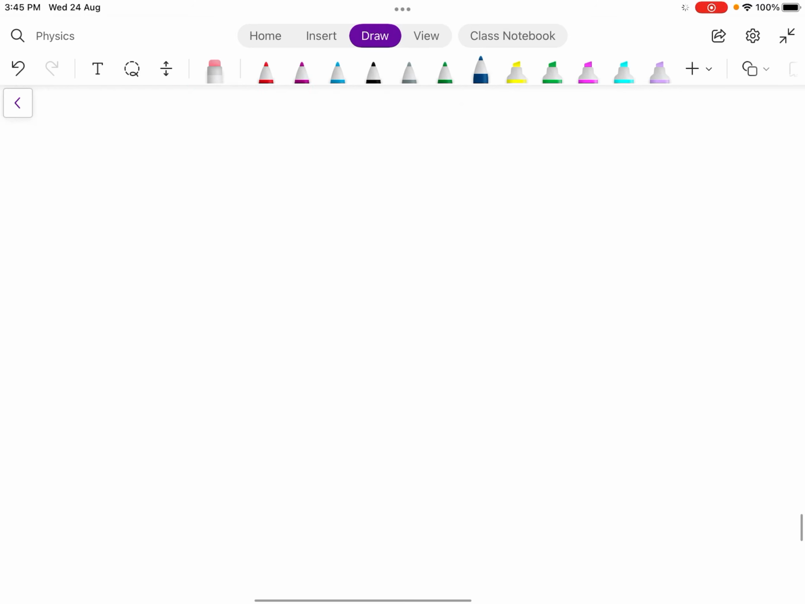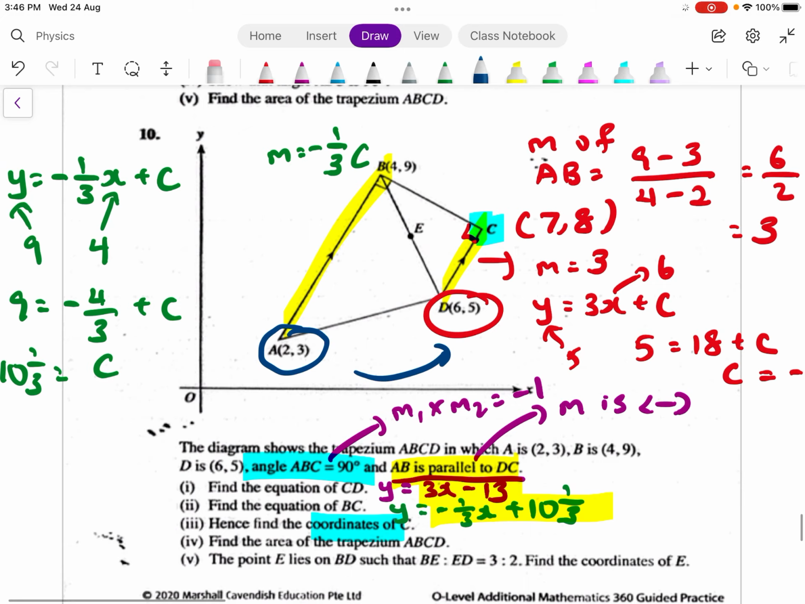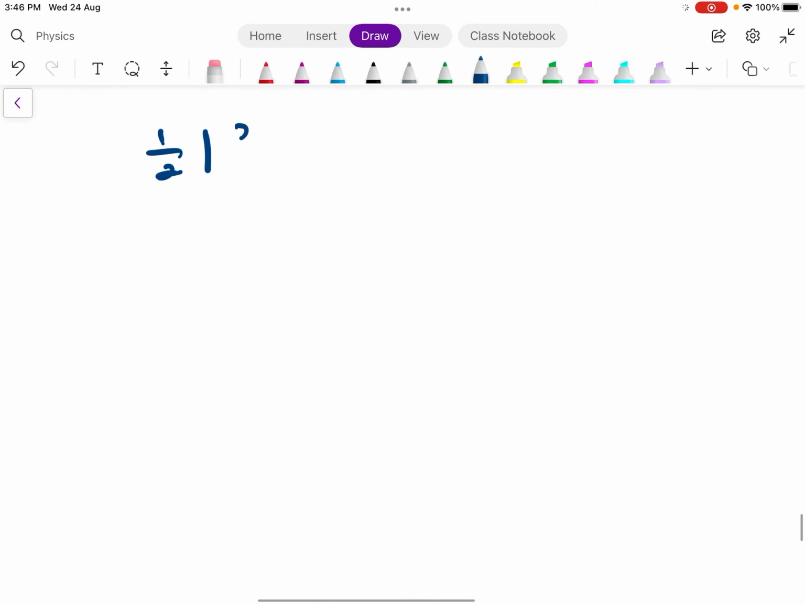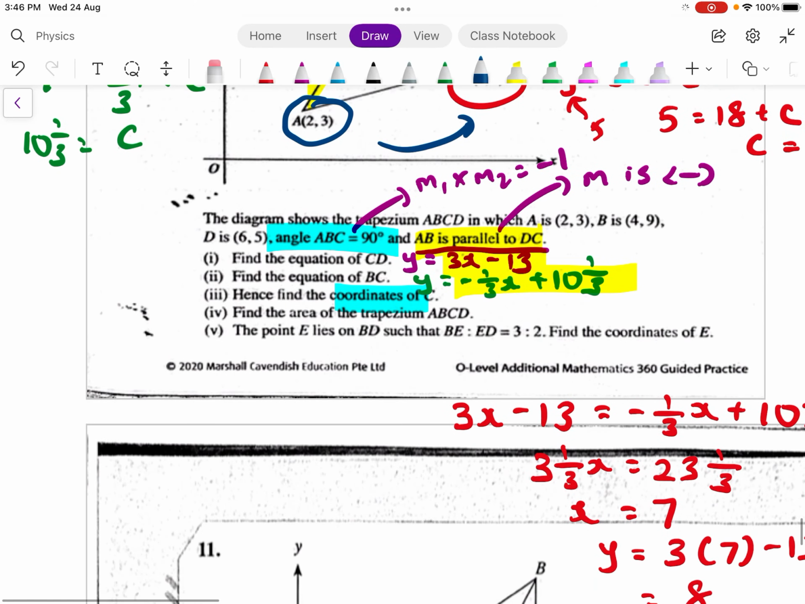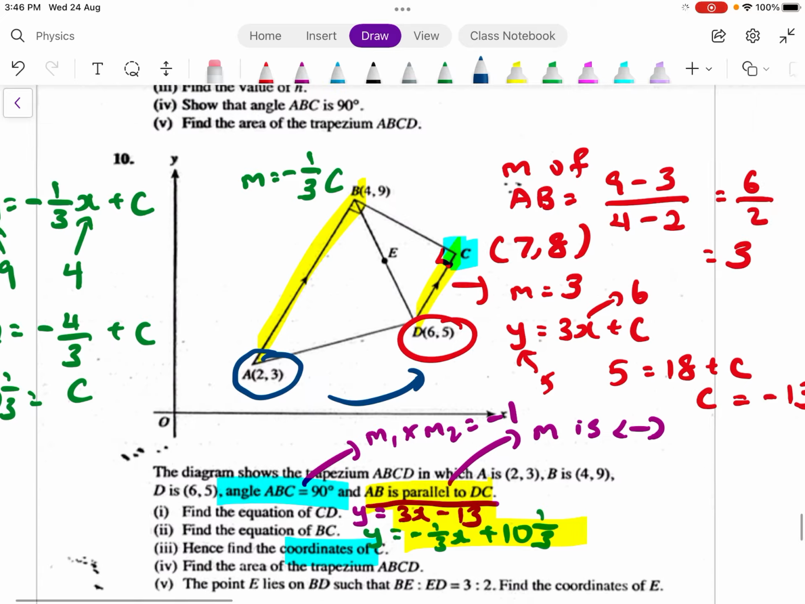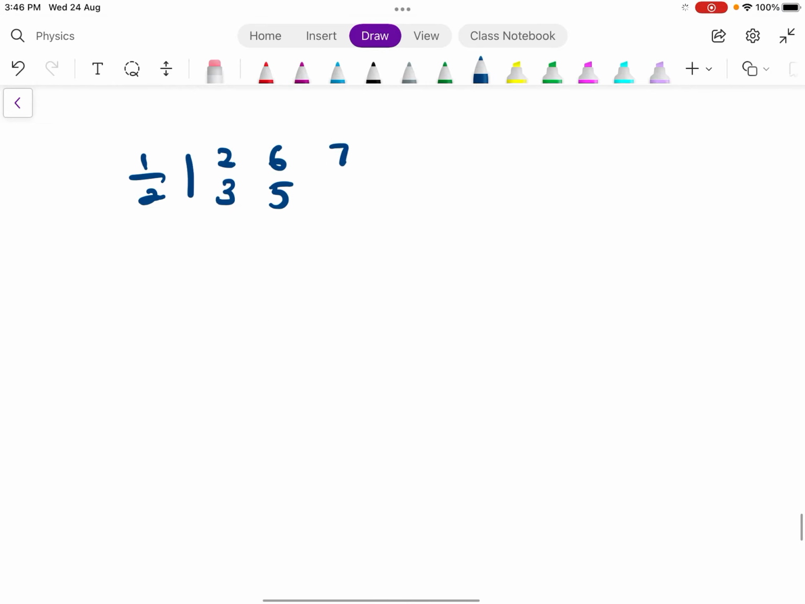Okay, so let's tie the shoelace. Let me just do it here. So half, then put a vertical line. So maybe I start from point A, (2, 3), then (6, 5), and after that, point C is known as (7, 8), then (4, 9), back to point A, (2, 3). Okay, so now it's time to tie.